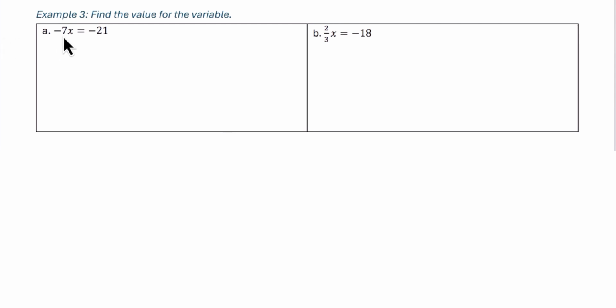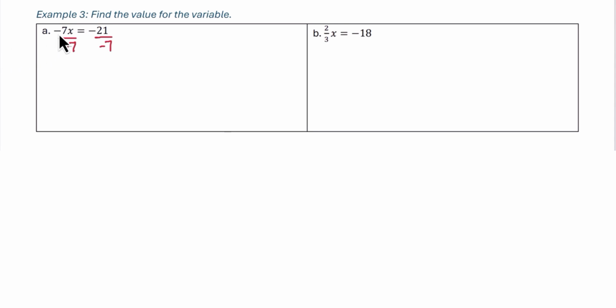Up first, we have negative 7x. Remember, when you see a number beside a variable, it's understood to be multiplication. So this is negative 7 times x. The opposite of multiplication is division. So we want to divide by negative 7. And if we do it on the left side of the equal sign, we need to do it on the right side as well. Whenever you do something to the left side, we have to do the same thing on the right side of the equation to keep it balanced.